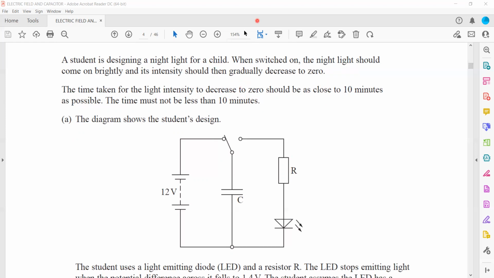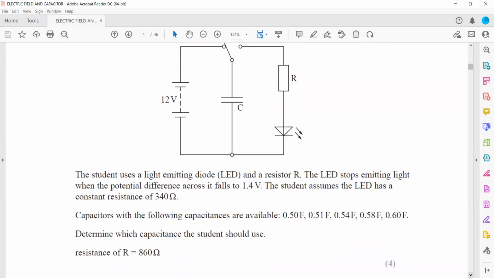What will happen? First, we have a 12-volt supply, so all the voltage will be across the capacitor. When the switch is changed, the capacitor starts to discharge. Then this 12 volts will be divided between the resistor and the light emitting diode, and eventually the voltage of the capacitor decreases, so the division of the voltage decreases, and eventually it will be less than the operating voltage of the LED, or 0, and then the LED will switch off. And it should take about 10 minutes, or more than 10 minutes, to switch off.